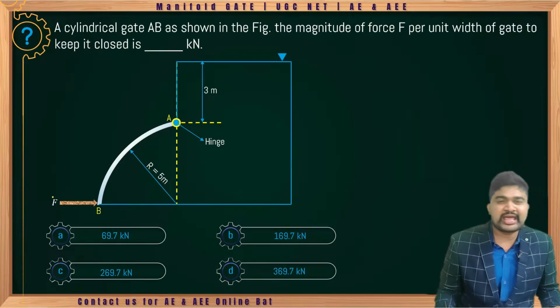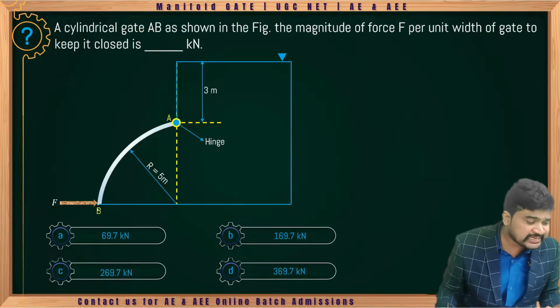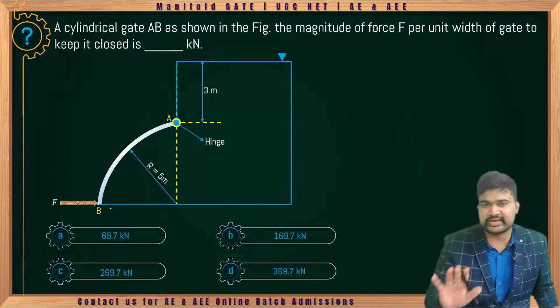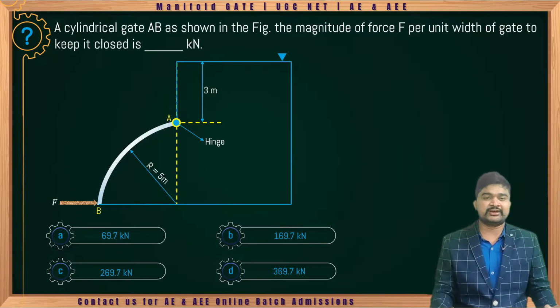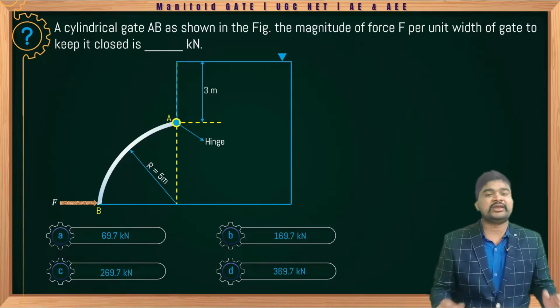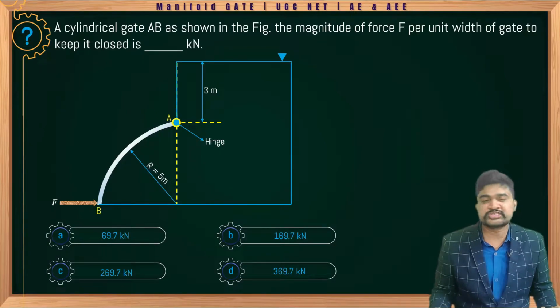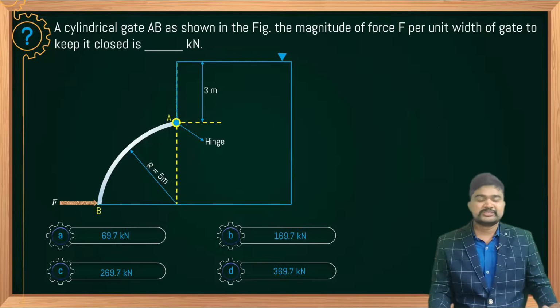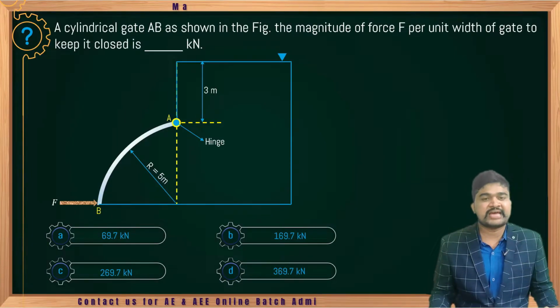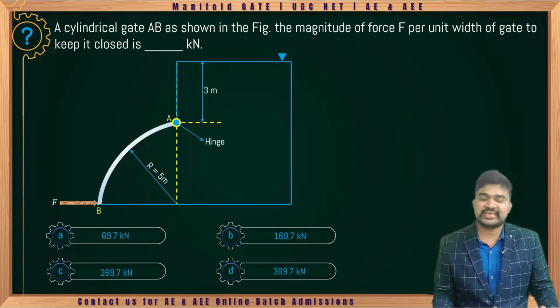Okay, so here a force F is acting at point B. This force is pushing the gate in order to close the gate. What is the magnitude of force we need to maintain to close the gate? Clear na? So that part we need to determine. For that, we need to draw a free body diagram for this particular case.